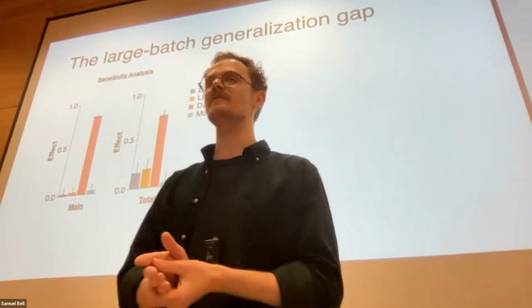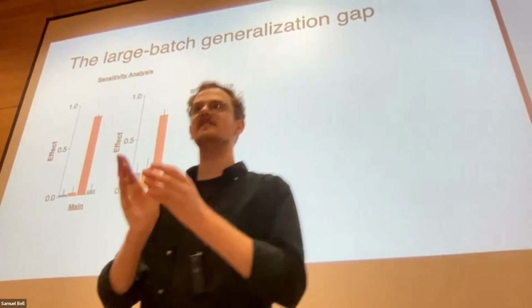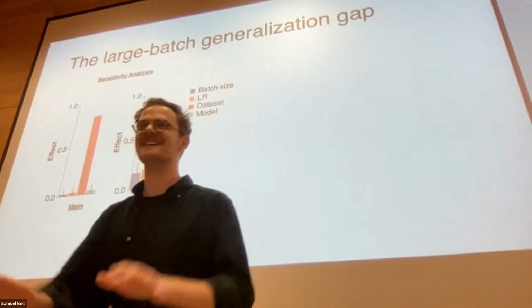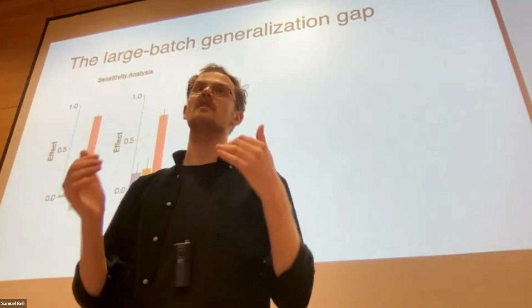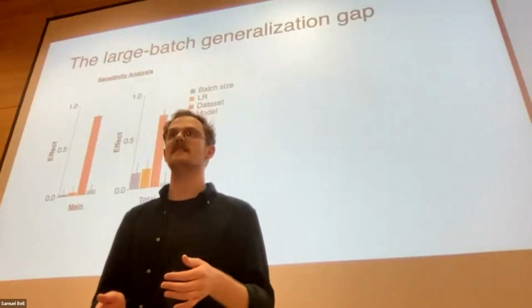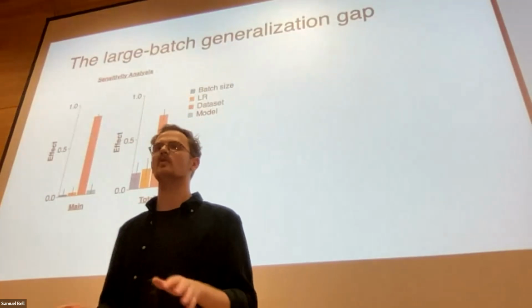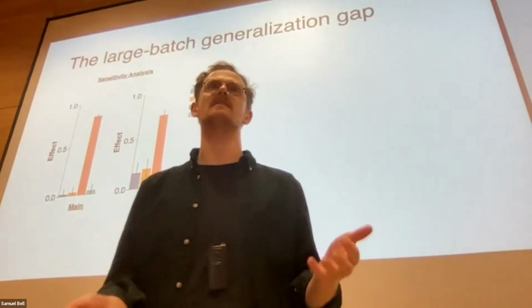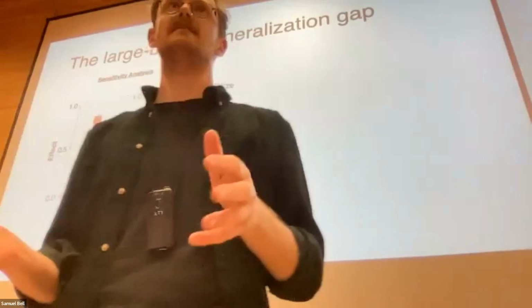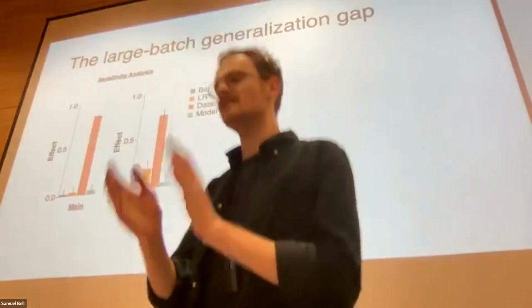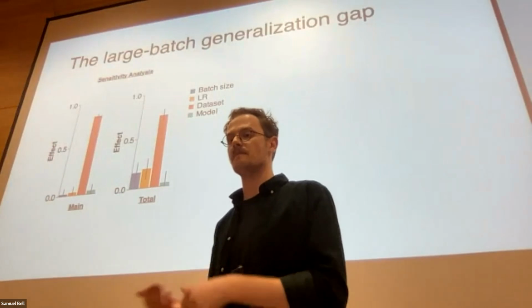You'll see that most of it's dominated by a data set. I kind of want you to ignore that, because what we've actually done is excluded some of the control plots where we trained on other data sets where we just couldn't get good performance at all. So there's no point even looking for a generalization gap because we couldn't train on those data sets. That's why data set dominates the effect here.